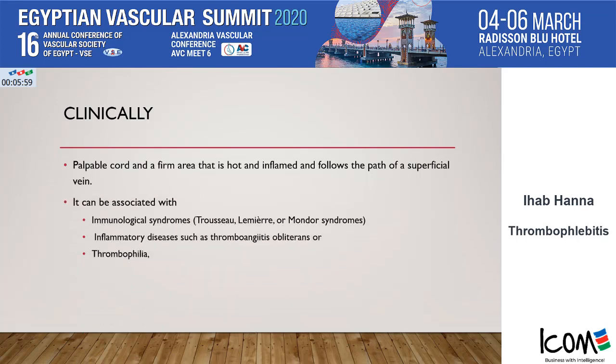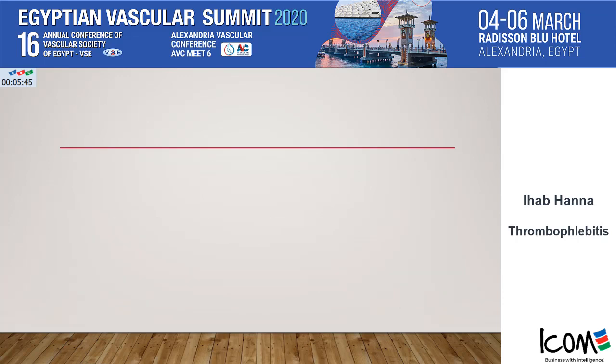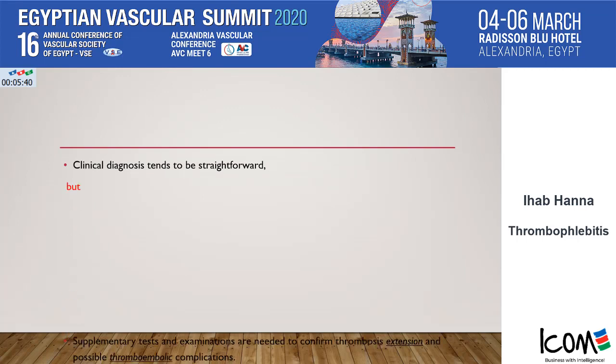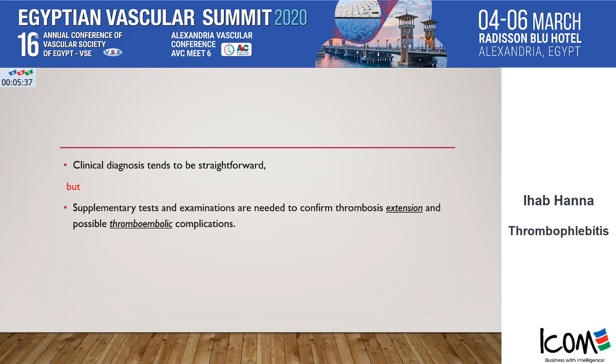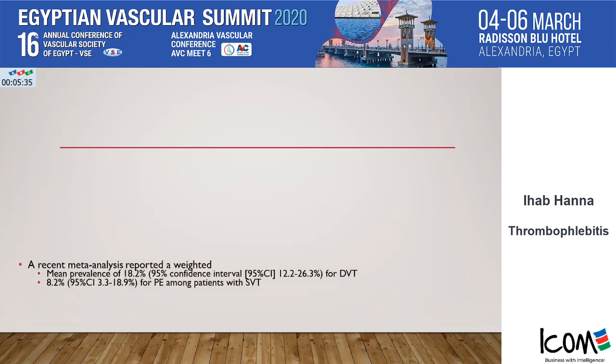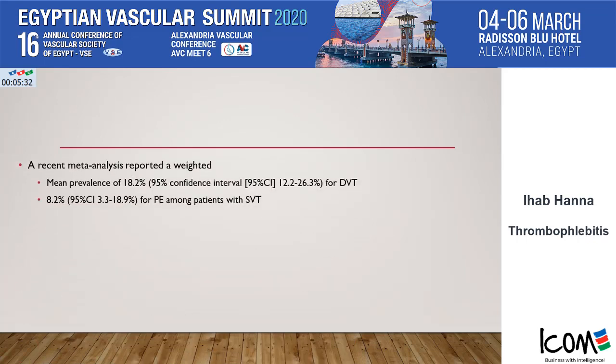However, it can be associated with immunological syndromes like Trousseau and Lemierre-Mondor syndrome, and inflammatory diseases such as thrombophlebitis obliterans or thrombophilia. It is also caused by trauma or by injection of irritants, and it may be a complication of lower limb varicose veins. Clinical diagnosis tends to be straightforward, but supplementary tests are directed towards extension and thromboembolic complications. In a recent meta-analysis, the mean prevalence was 18.2% of DVT and 8.2% of pulmonary emboli among patients with superficial vein thrombosis.